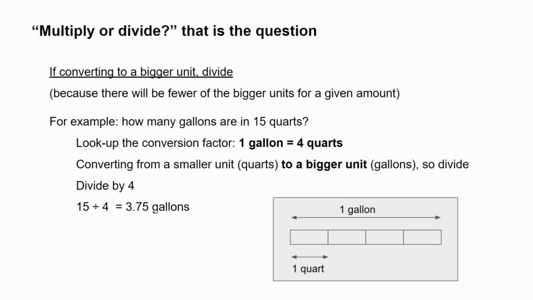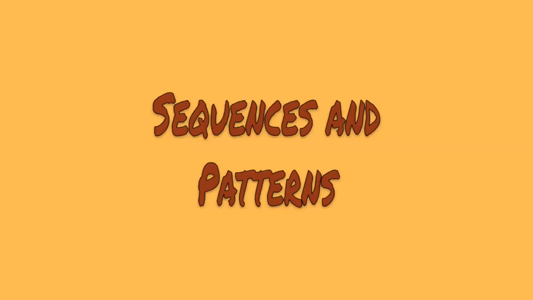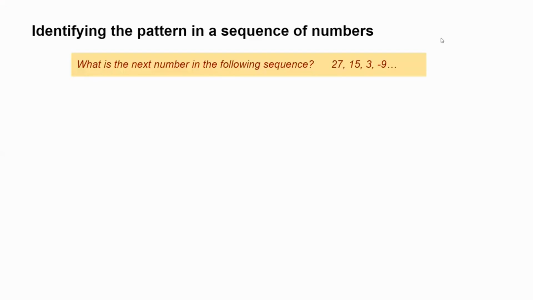equals 3.75 gallons. In this video, we're going to talk about finding solutions to problems that involve sequences or patterns in objects or numbers. So the key to solving these problems is to identify the pattern in a sequence of numbers or the count of a number of objects. An example question might be something like this. What is the next number in the following sequence?